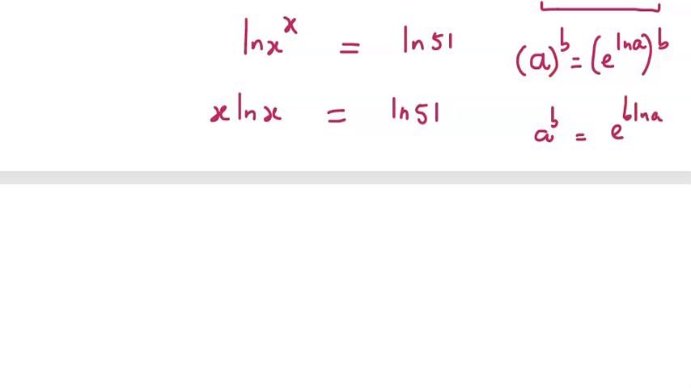Okay, so here remember that the power of x here is 1, right? So the left hand side is going to be e raised to the power of 1 times the ln of x, which is the same as ln of x. Then we have multiplied by the ln of x. Then this is equal to the ln of 51.